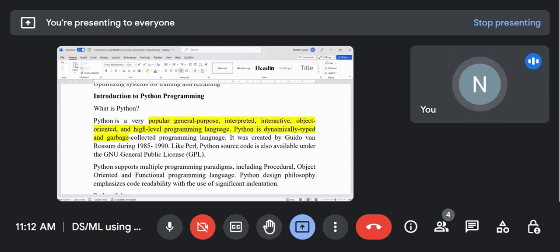So as per the aims and objectives, I made it clear in the starting itself that we are going to learn Python here for 2 weeks, and every element of Python we are going to cover. Then in week number 3, we are going to incorporate the various libraries which are used for data science and machine learning. That also we are going to learn in week number 3. Okay, so Python.